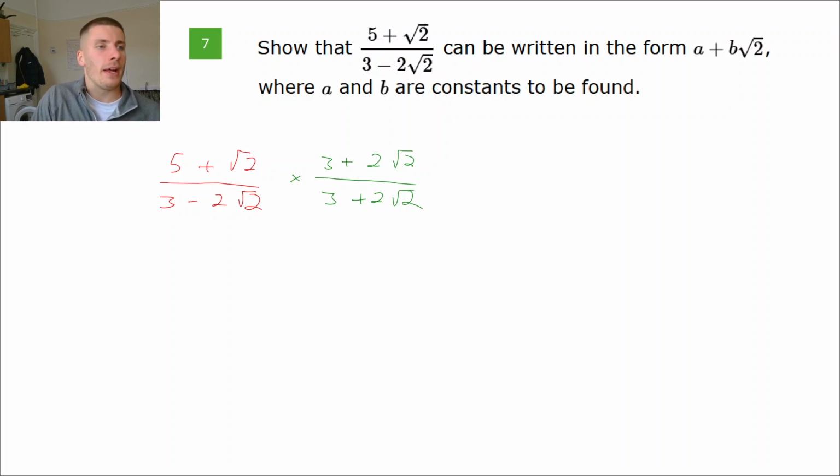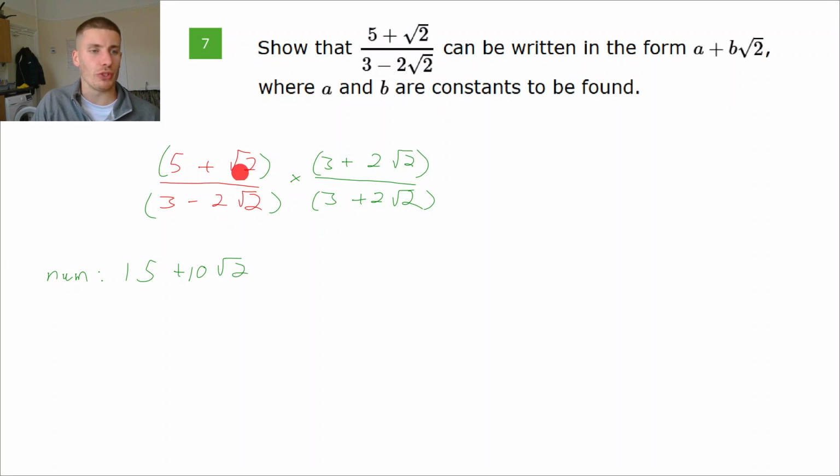Let's put these into brackets as well to make it a little bit clearer what is going on here. If we consider the numerators timesing together, we're going to look at this times by this to begin with. So let's look at the numerator parts. We've got 5 times by 3, which is 15. We've then got 5 times by 2 root 2, which is going to be plus 10 root 2.